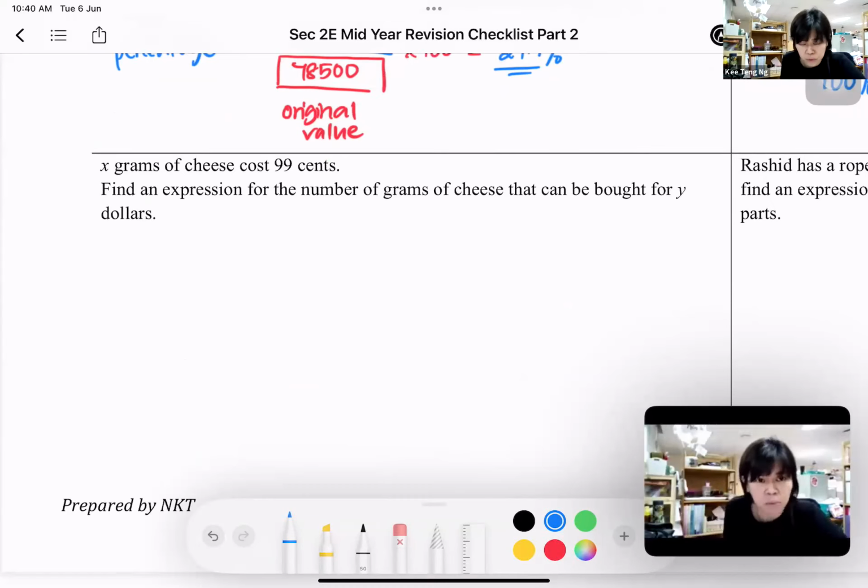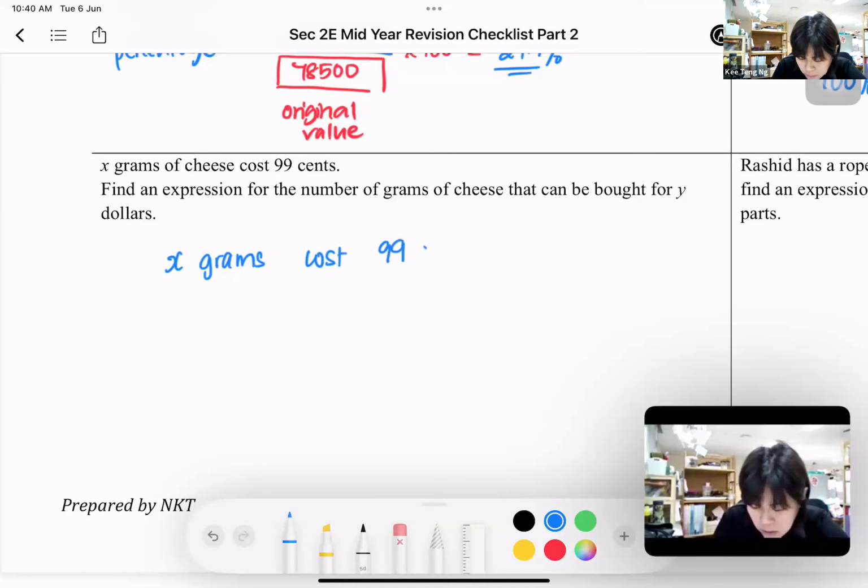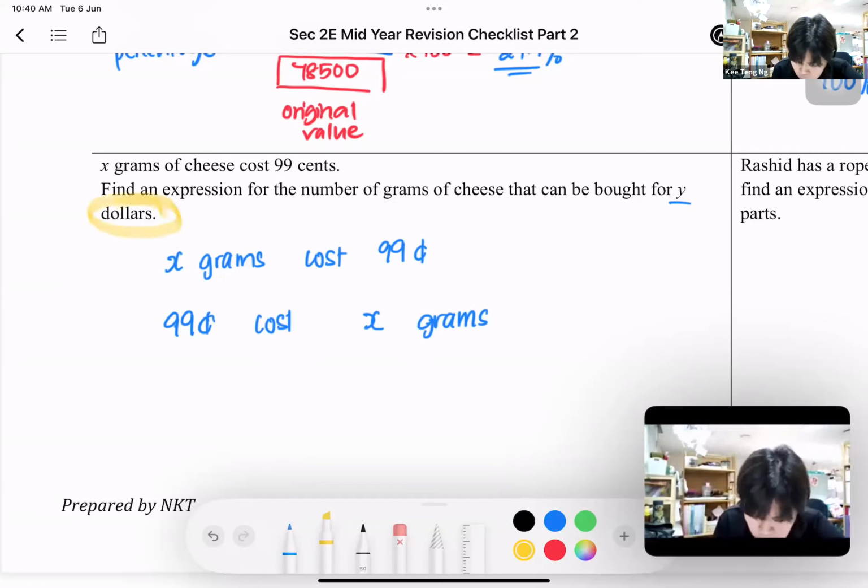You just take it as a certain number of units. So now they tell you X grams costs 99 cents. Find an expression for the number of grams of cheese that can be bought for $Y. Oh, I should have done it the other way around. Wait, give me a minute. Let me rewrite this. They gave me $Y. So I'll put 99 cents cost X grams. Slightly easier for visualization. But now since they want the unit to be in dollars, so $1, how many cents? 100. Yes, 100 cents cost you how much?